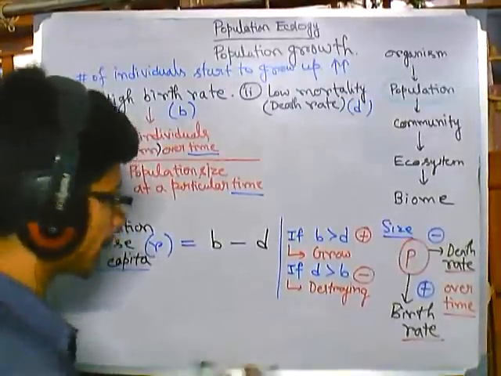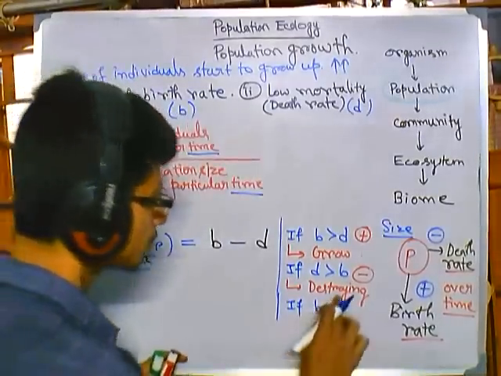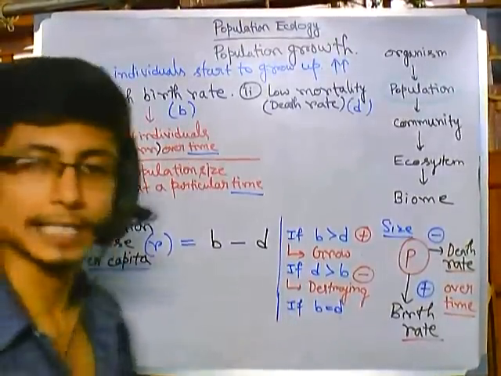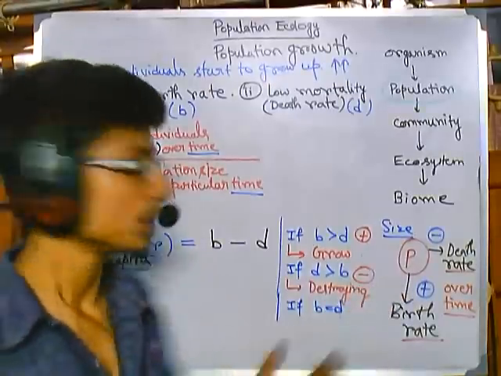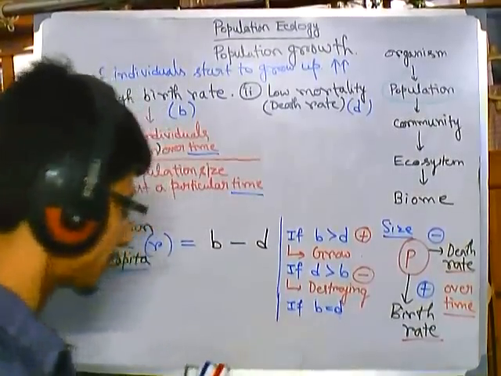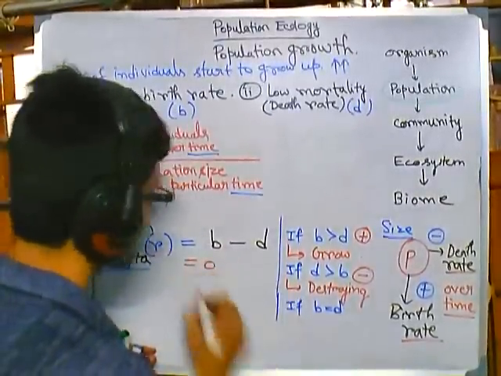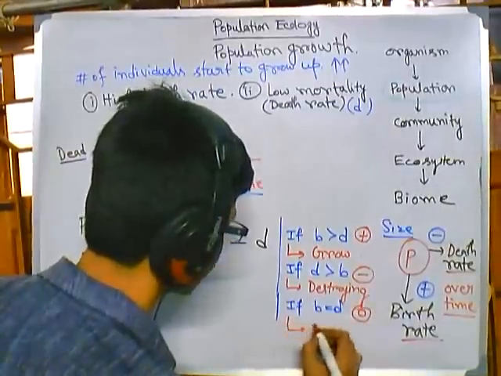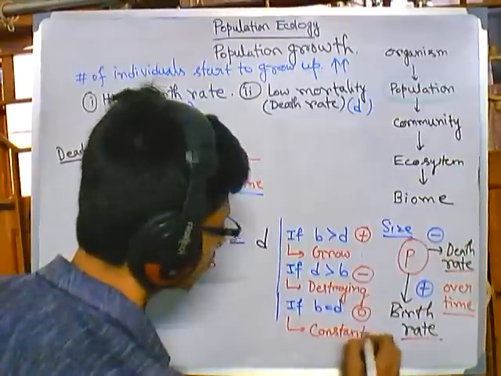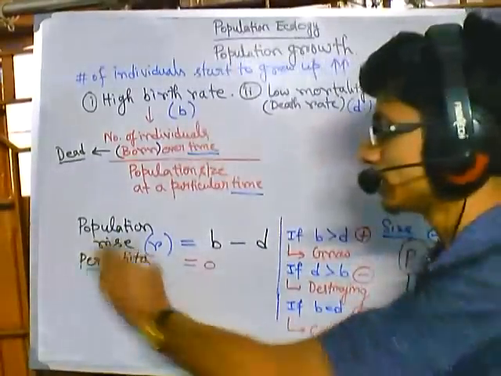And the third possibility is if small b equals small d. That means the birth rate is equal to the death rate. The population size will remain the same, because the number of individuals born is equal to the number of individuals that die, right? So in this case the net value will be 0, and the population size is stagnant, a constant population size. So this is very important. This rise in a population is very, very important.